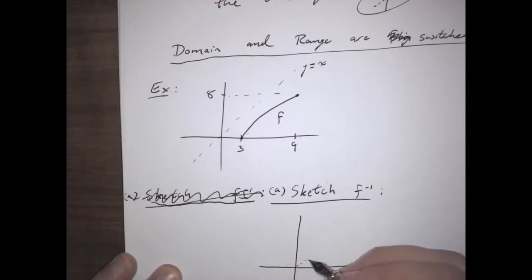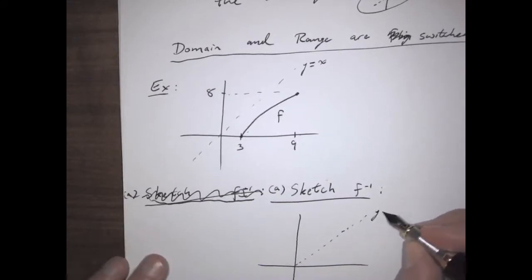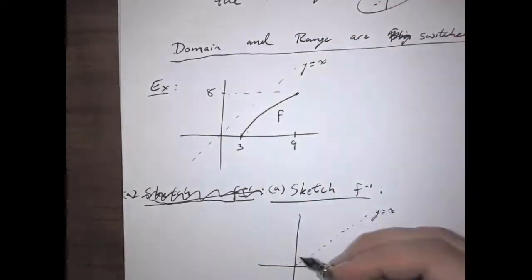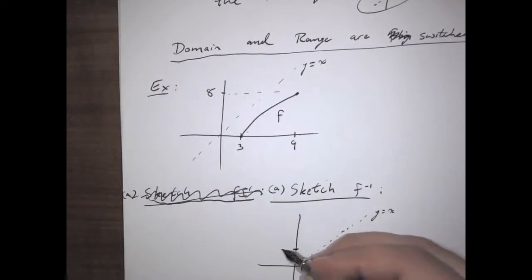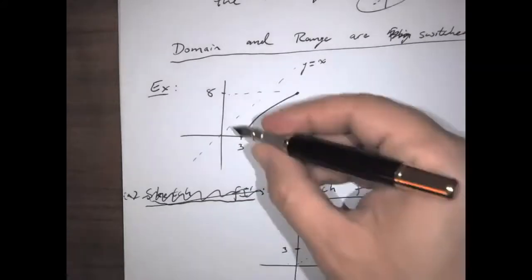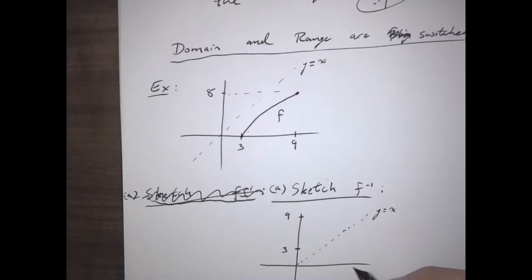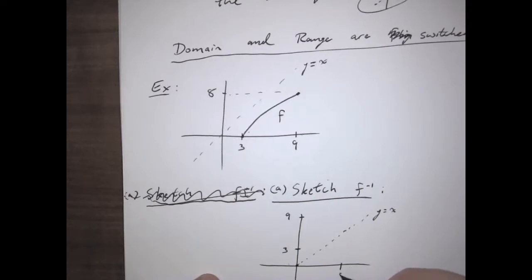Well, now what you do, you can just draw that little diagonal line, y equals x. And basically, you just take everything and move it to the other side of that line. All the x-coordinates become the y-coordinates, all the y-coordinates become the x-coordinates. So what used to be an x of 3 becomes a y of 3. What used to be an x of 9 becomes a y of 9. What used to be a y of 0 becomes an x of 0. What used to be a y of 8 becomes an x of 8.